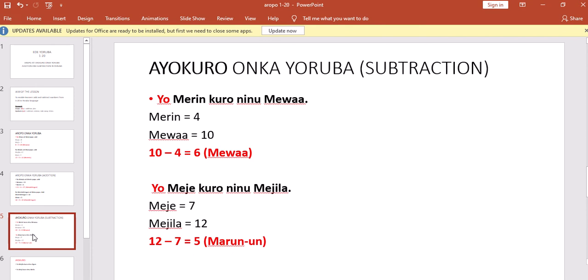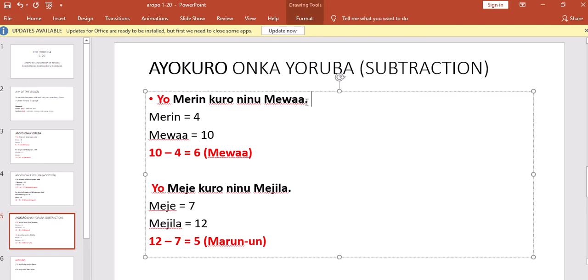Okay, now let's go to ayokuro. Whenever you hear yo, that is minus. Yo means minus. Okay, first question sọ wípé yọ mẹ́rin kúrò nínú mẹ́wàá. A máa kọ́kọ́ wò kí ni meaning yọ. They are saying subtract. Yọ túmọ̀ sí subtract or take away. So this question is asking us to subtract. So yọ mẹ́rin kúrò nínú mẹ́wàá.